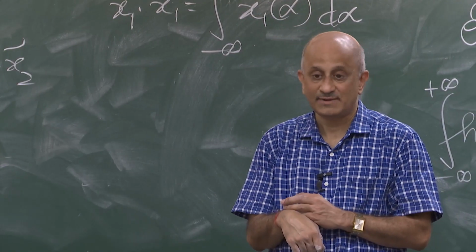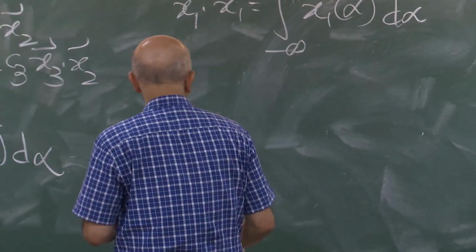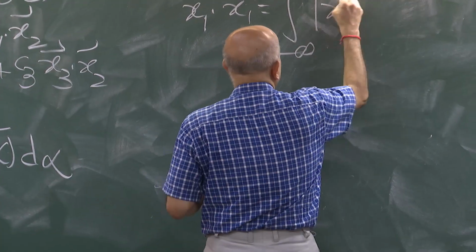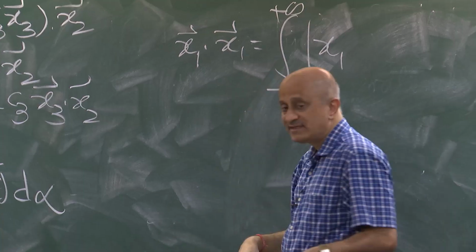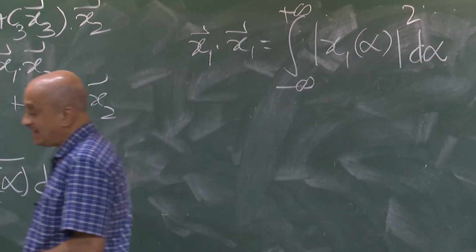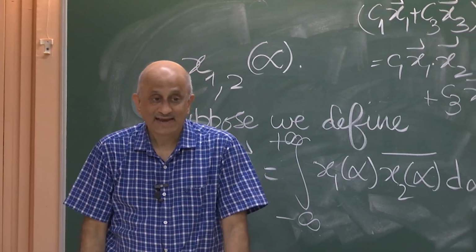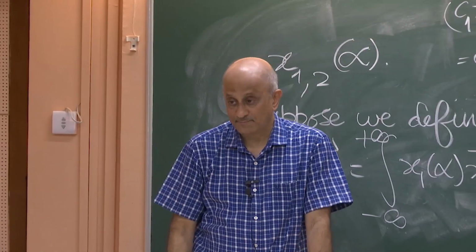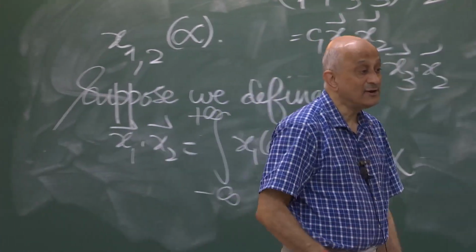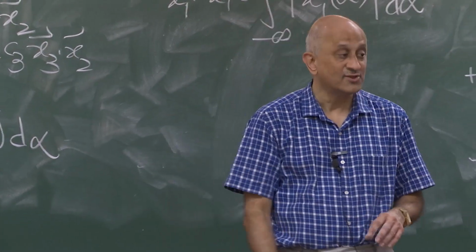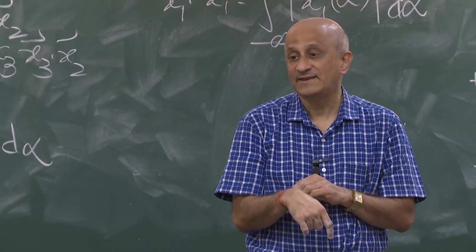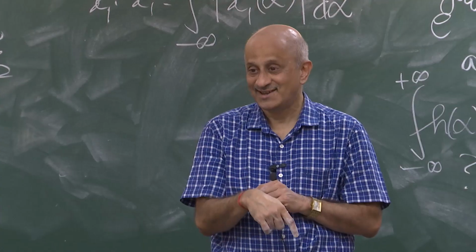Now, let us see if our requirements are met. When I do this, what is the dot product of x1 with itself? It would give me mod x1 alpha squared, because x1 alpha times its complex conjugate is mod x1 alpha squared. So, now when I integrate mod x1 alpha squared, it indeed would give me a non-negative number if x1 is non-zero. So, not only is the number non-negative, it cannot be 0 if the function is non-zero. Is that right? So, this is a little change I need to make in my definition of a dot product when I am dealing with complex coordinates, right.